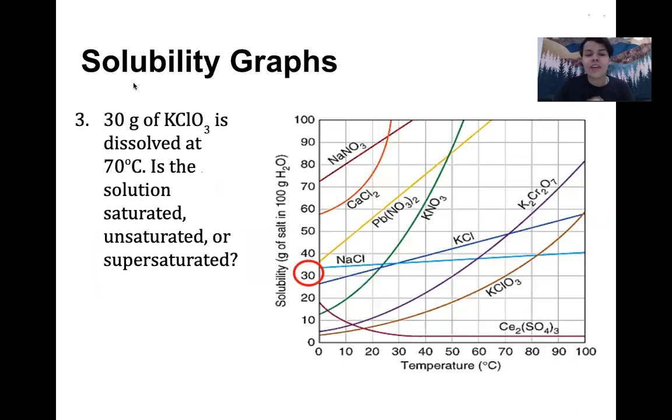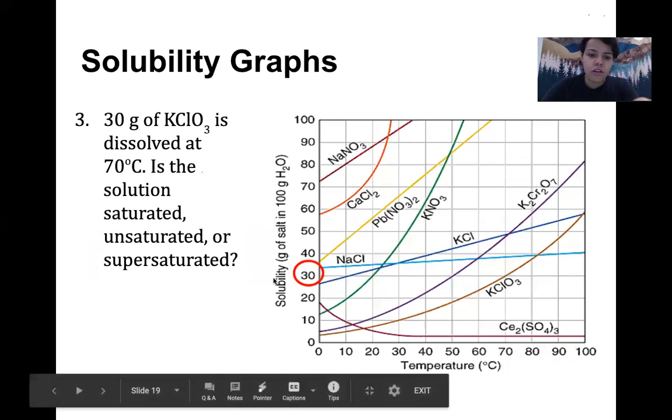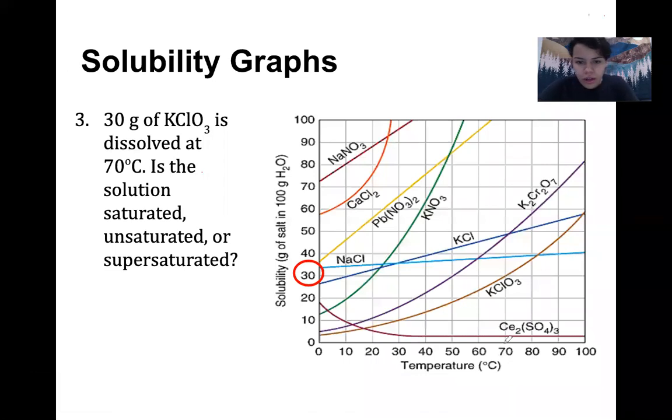So 30 grams of KClO3 is dissolved at 70 degrees Celsius. Is the solution saturated, unsaturated, or supersaturated? Well, let's see. It's a lot of info. It's saying 30 grams of KClO3, and we're looking at 70 degrees. So let's find that 70 degrees on here. It's right here, right? And then our 30 grams is right here.